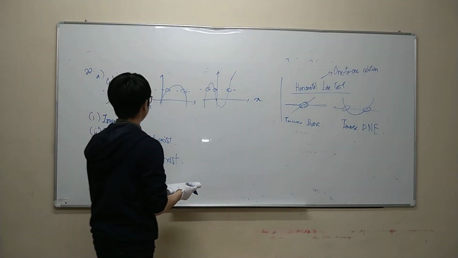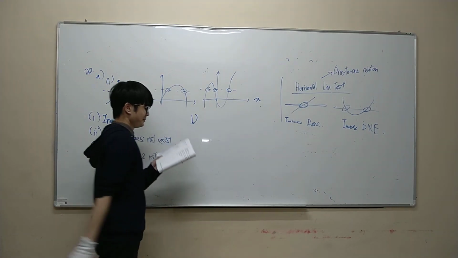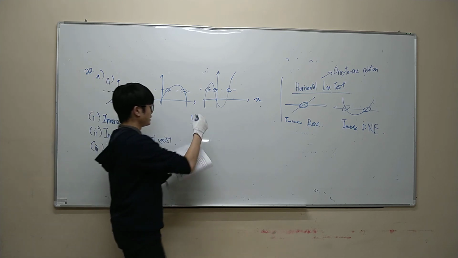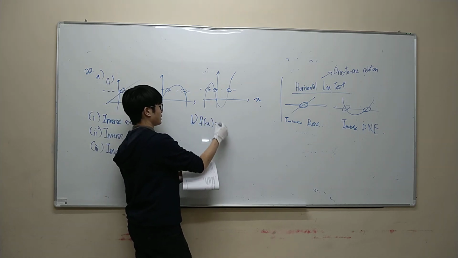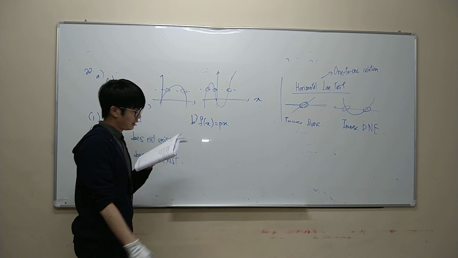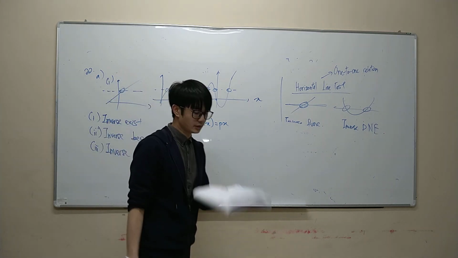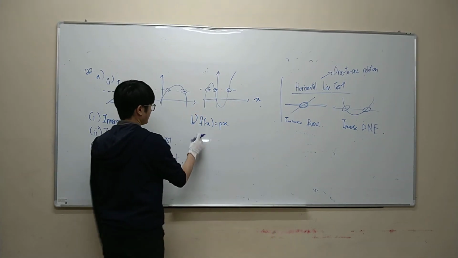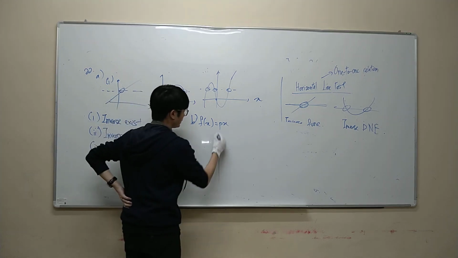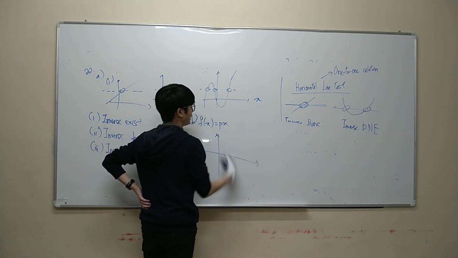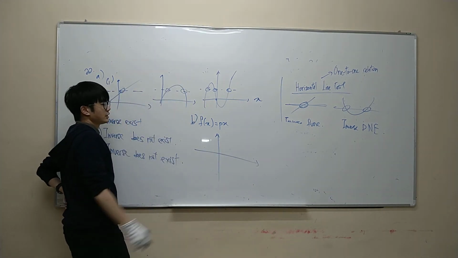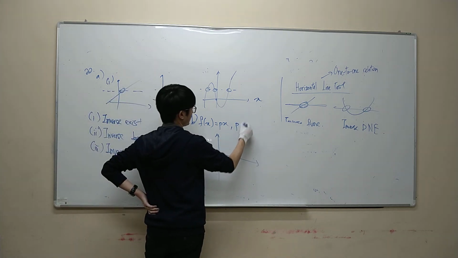So for question B here, what do they want? Function f is defined by f(x) = px. And then they say, sketch the graph of f and f inverse on the same plane. So they want you to sketch on this plane the f(x) and f inverse of x. First of all, they say p cannot equal 1.